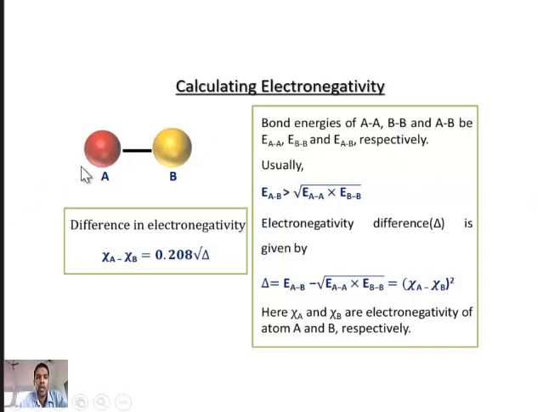If a molecule AB in this case is formed, then usually the bond energy of the AB bond should be greater than the bond energy of the individual AA and BB bonds. Also, the geometrical mean, that is the root of the bond energy of AA and the bond energy of BB, is lower than the bond energy which is observed for the AB bond.